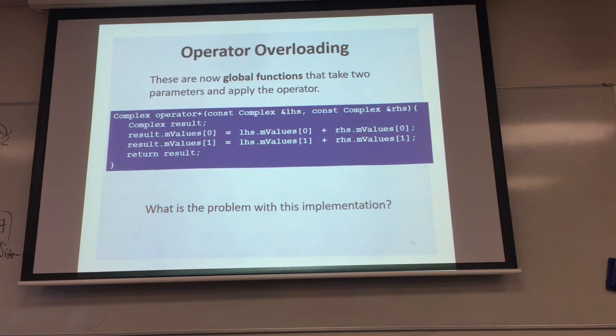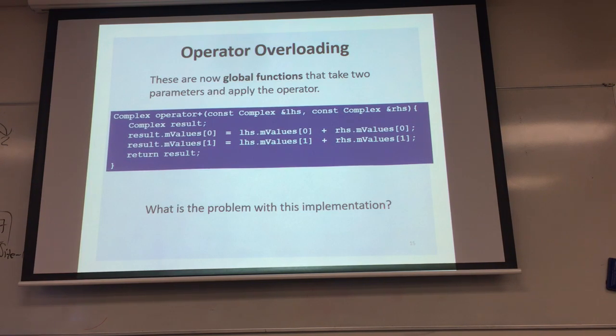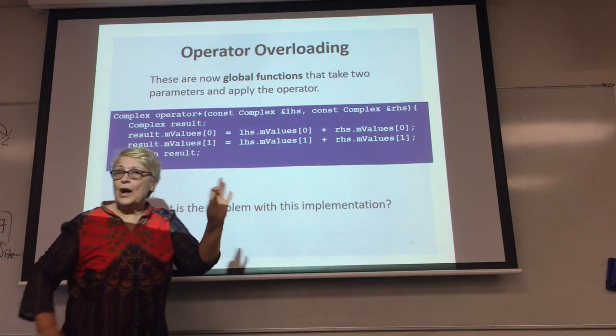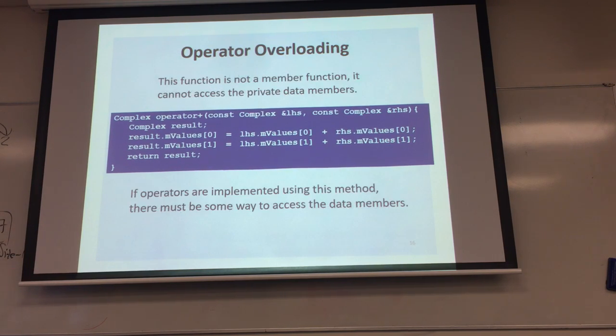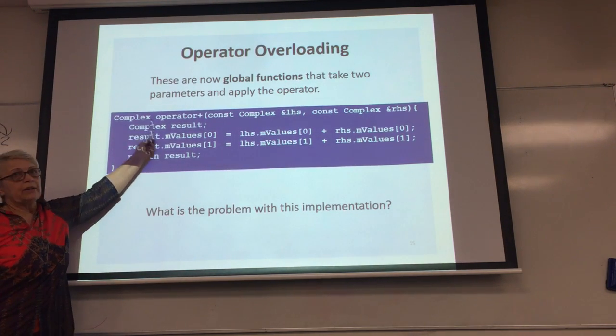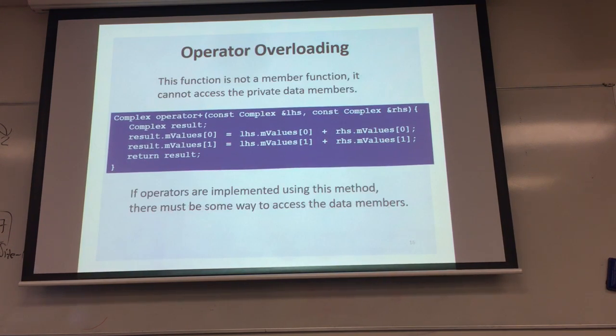This is a global function. It does not have access to private data members. These are private data members, m values 0, m values 1, they are private for the class. Global functions don't have access, except if we give them access. So be aware, private data members are not available to the outside world, in other words, to this global function. You can see that it's global: no class name here, no scope resolution. So you can tell, this is a global function. Right, what can we do?